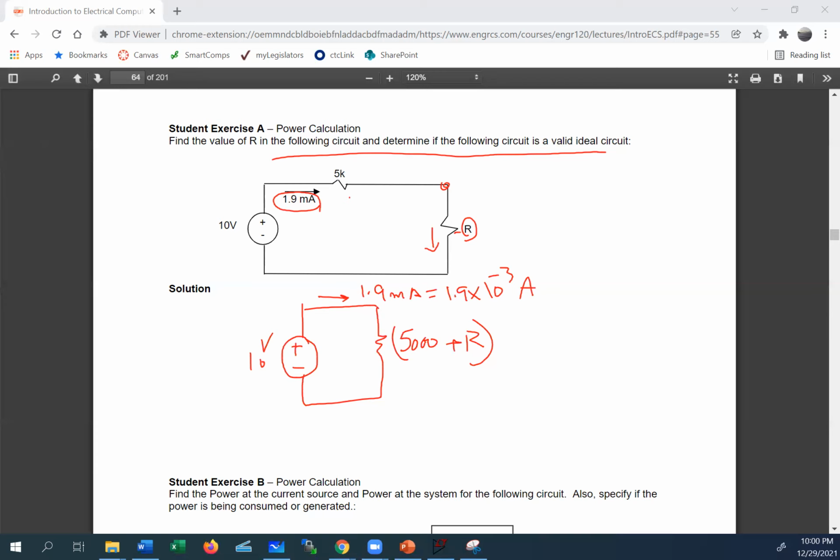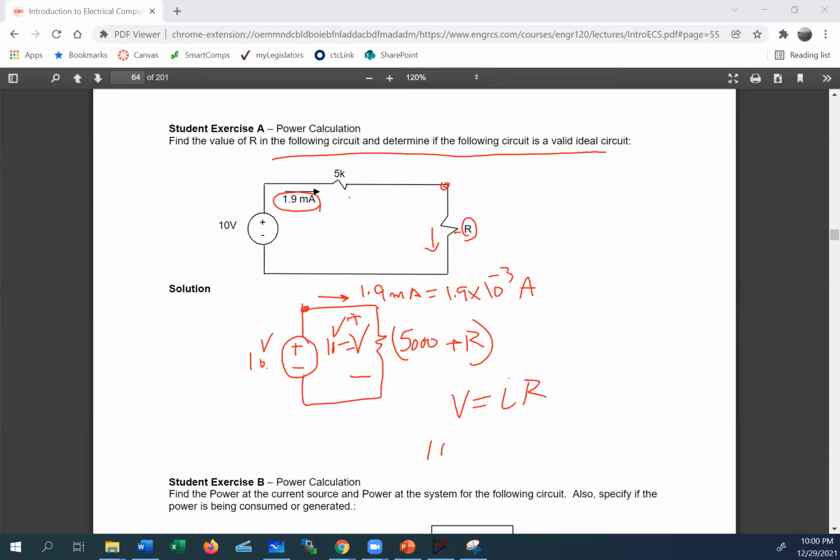So if I do that, then I say, okay, that's great. So now what happens? Ohm's law tells me that the voltage, which is here and says this is 10 volts, this voltage is also 10 volts here. So all I'm going to do is say, okay, V is equal to I times R, that is the Ohm's law.